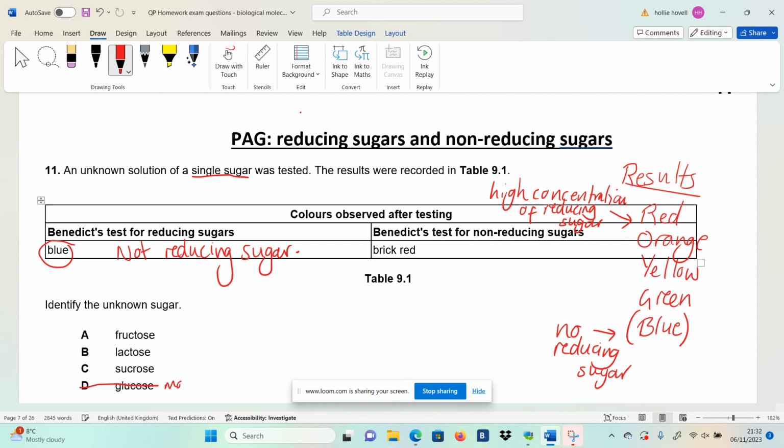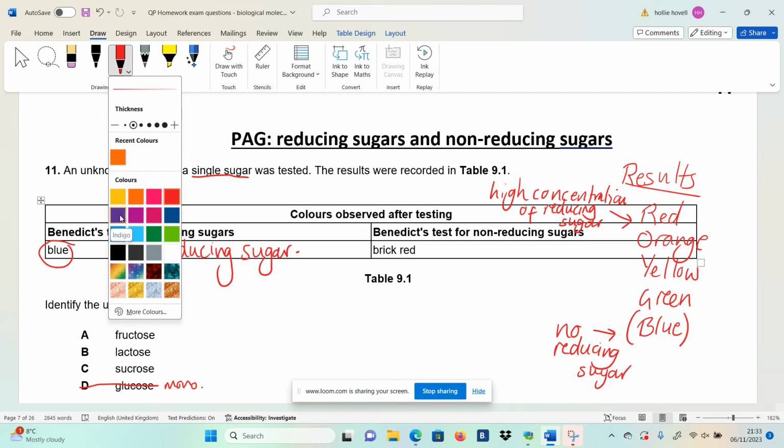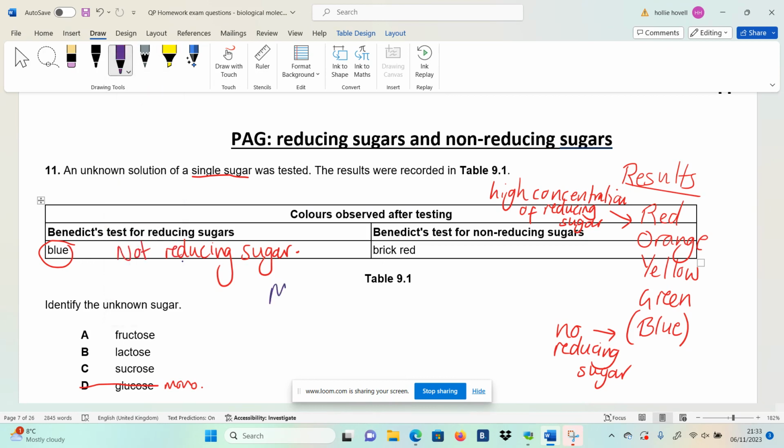Now, glucose is, as we know, a monosaccharide. Hopefully, you can remember your disaccharides. So remember the ones you need to know: maltose, sucrose, lactose. So maltose is glucose and glucose, sucrose is glucose and fructose, lactose is glucose and galactose. Okay, so sucrose is what we call a disaccharide. Lactose is a disaccharide, and fructose is a monosaccharide.